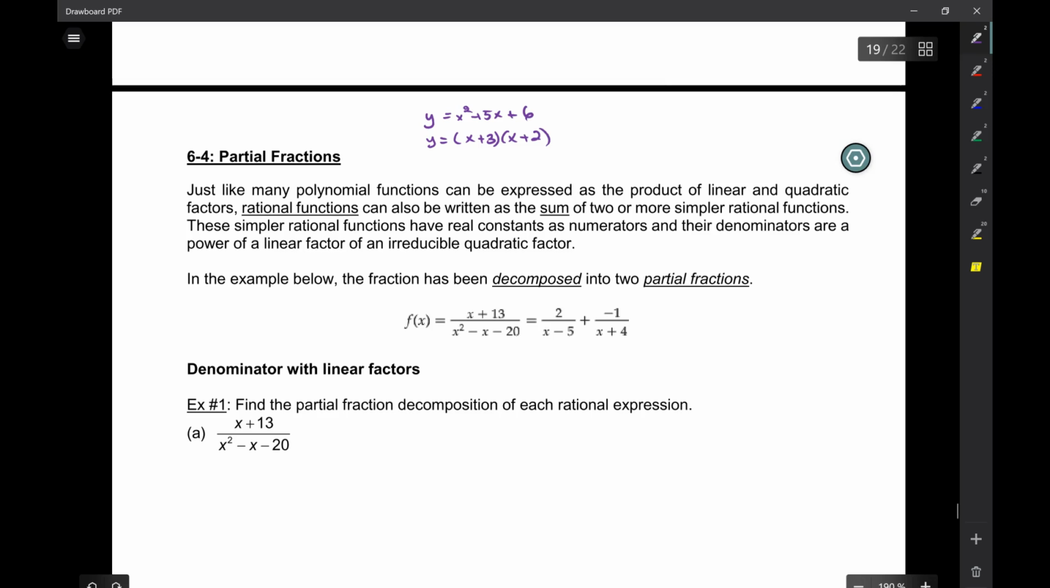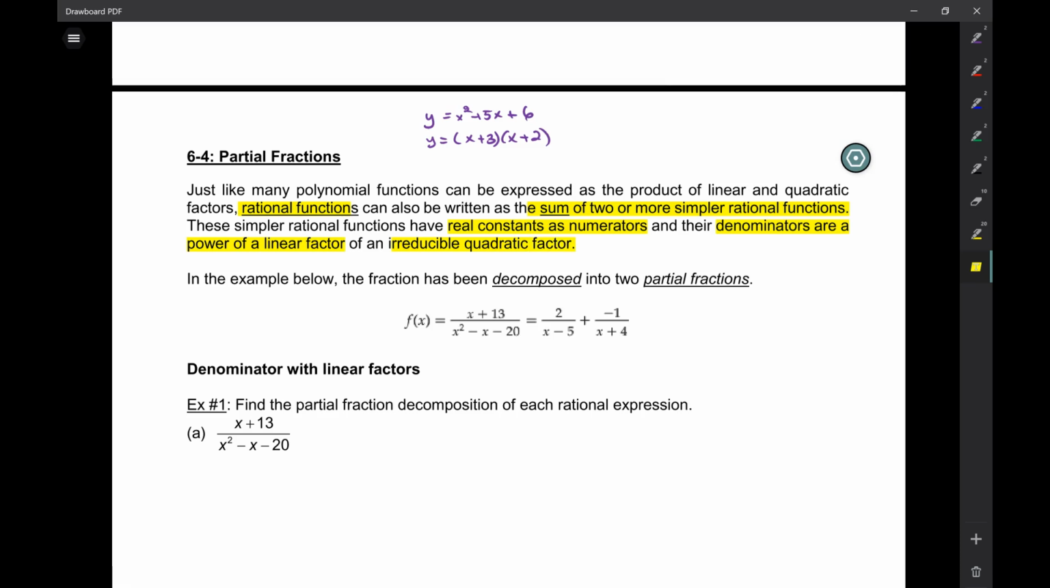Well, it turns out rational functions can also be written as the sum of two or more simpler rational functions. So just like I wrote this as the product of two simpler functions, I can take a rational function and write it as the sum of two simpler fractions from which the bigger one came, okay? These simple rational functions have real constants as their numerators, and their denominators are a power of a linear factor or an irreducible quadratic factor. We're going to get into it.